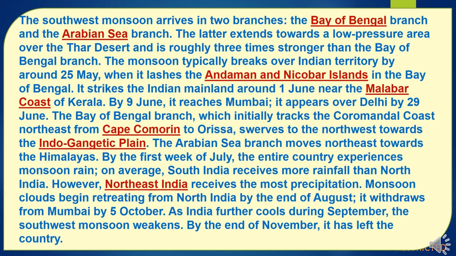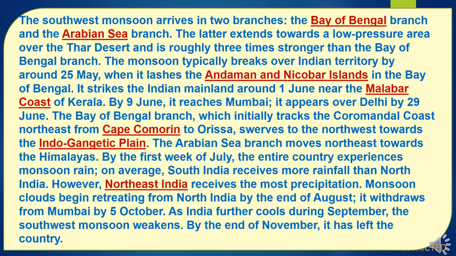The Bay of Bengal branch, which initially tracks the Coromandel coast northeast from Cape Comorin to Odisha, sweeps to the northeast towards the Indo-Gangetic plain. The Arabian Sea branch moves northeast towards the Himalayas. By the first week of July, the entire country experiences monsoon rain. On average, South India receives more rainfall than North India. However, Northeast India receives the most precipitation.